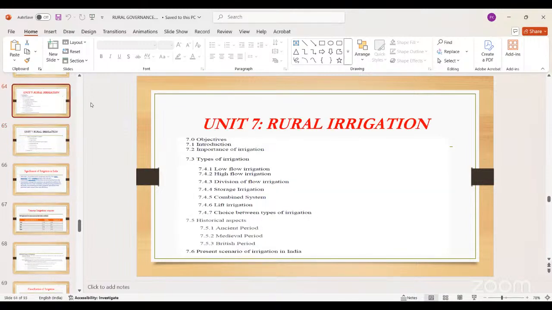Now we'll see historical aspects of irrigation and division of flow irrigation. Division of flow irrigation means flow irrigation can be further divided into perennial and inundation irrigation. In a perennial irrigation system, the water required for irrigation is supplied in accordance with crop requirements throughout the crop period. But in inundation irrigation, irrigation is carried out by deep flooding, like in surface irrigation. It is a type of inundation irrigation. Then direct irrigation system.